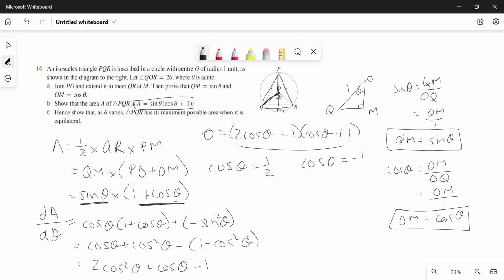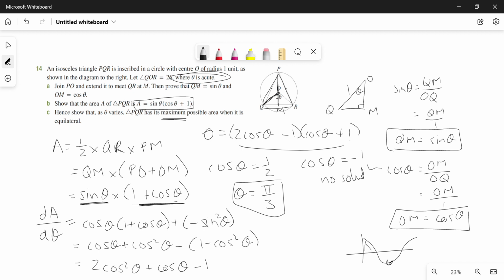Now the trouble with that is theta is an acute angle, so think of the cos curve. I only want this section, but that doesn't give me negative 1, negative 1's down here, so this one gives me no solution for theta acute. Whereas the acute angle for this one we know is 60 degrees, so pi on 3. So we're looking at pi on 3 as being a stationary point, but remember we need to show that it is indeed a maximum stationary point.